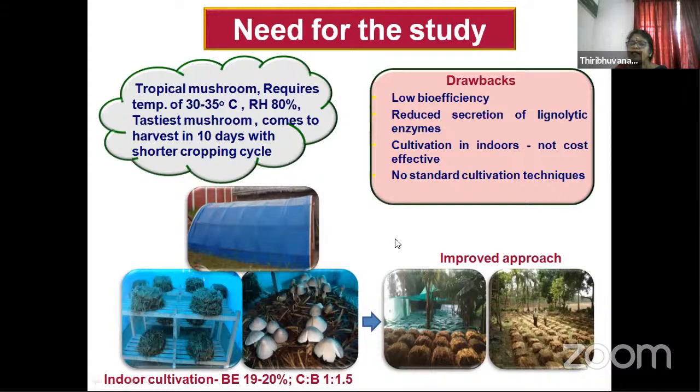So in India, only certain parts of Chhattisgarh and Bhubaneswar have started outdoor cultivation of this mushroom, because the microclimate there is quite suitable. This mushroom grows only on paddy straw. It prefers only paddy straw, and because of weak colonization of the substrate, we cannot use any other substrate to tap maximum bioefficiency.